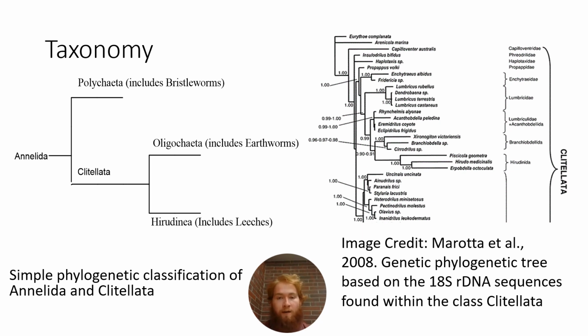Now to the right. This is part of a complex phylogenetic tree created by Marotta and others by studying the differences in the 18S rDNA sequence between different organisms of the Clitellata. It shows species names and gives a number displaying how closely related it is to others based on its genetic sequence.